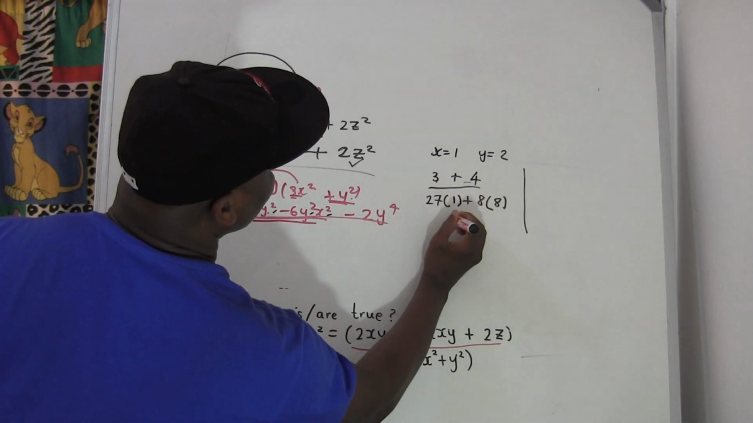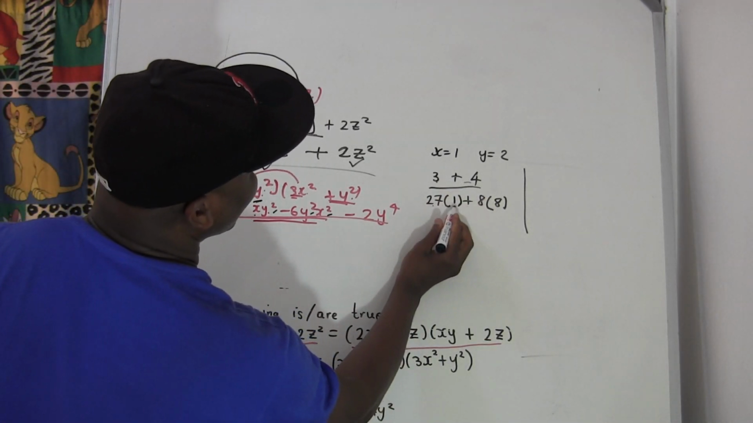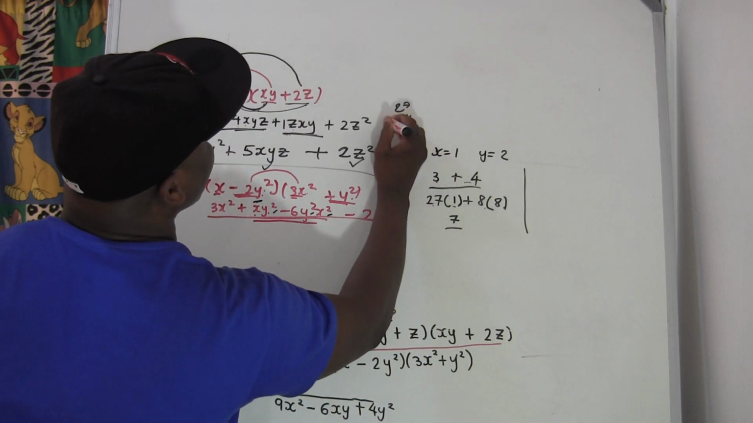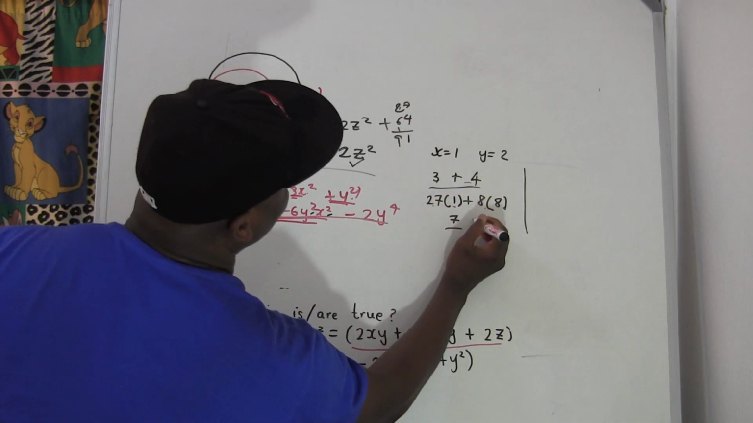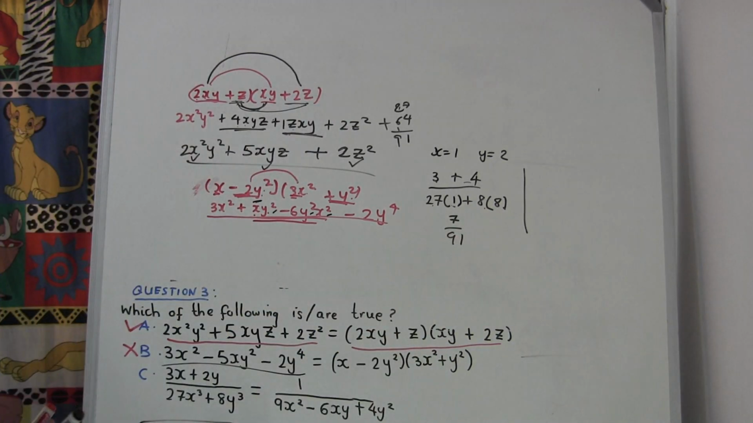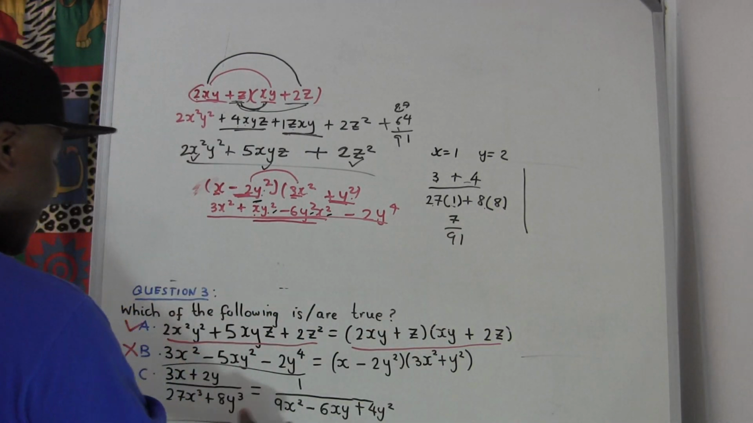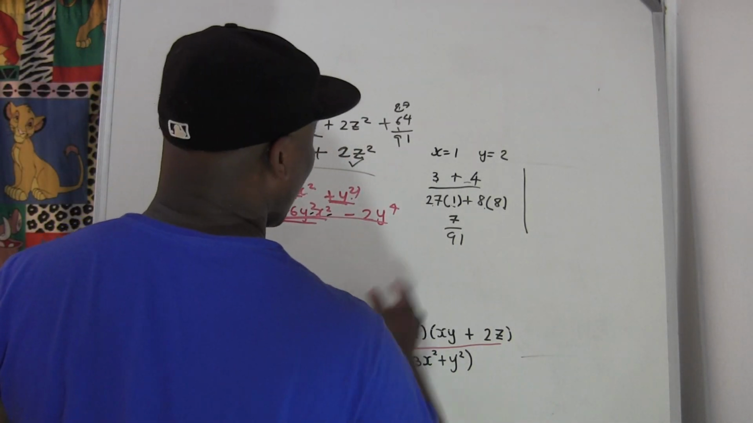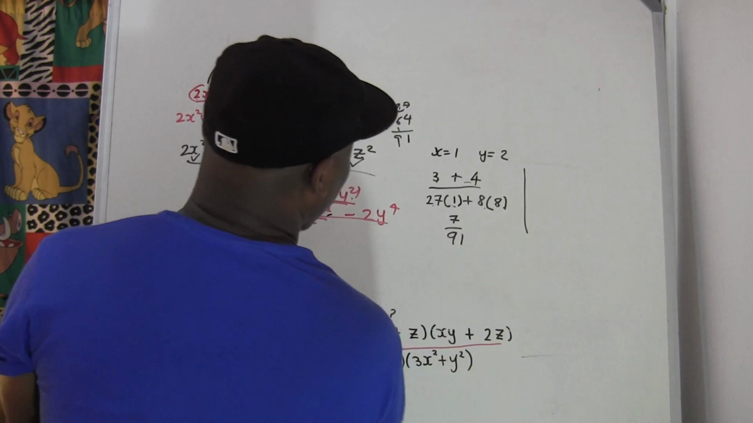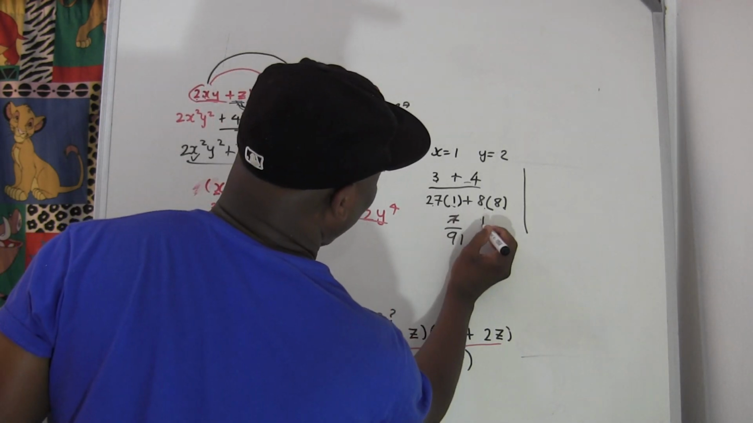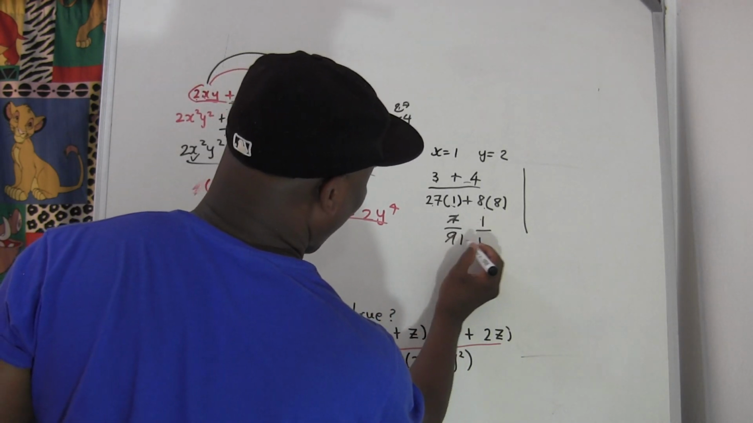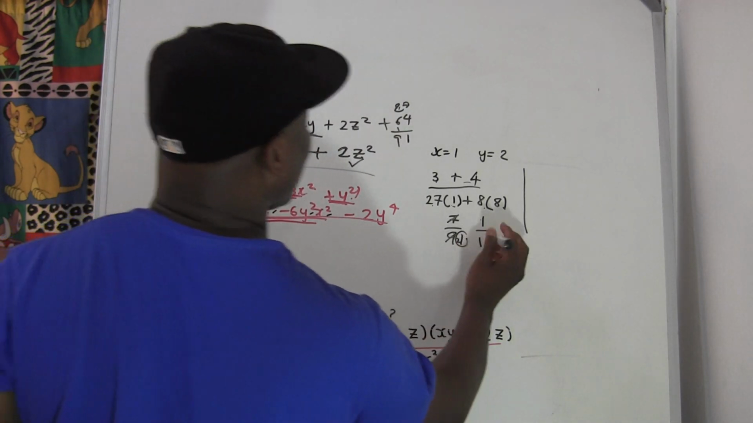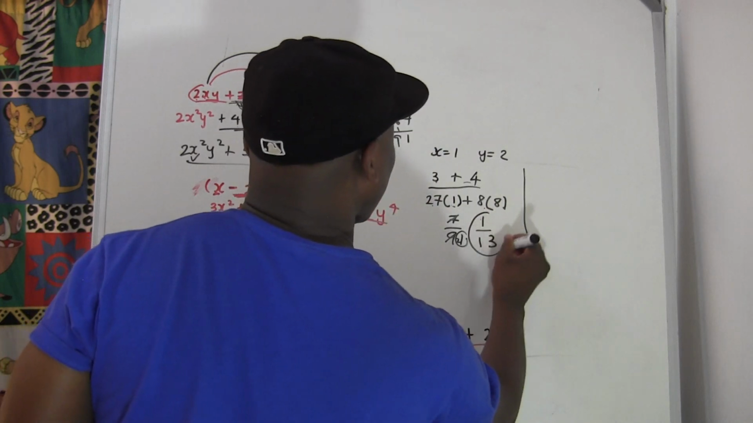Now this is going to give us 7 over 27 plus 64, because 8 times 8 is 64. So 27 plus 64 is going to give us 91. So 7 over 91. Now we go for the right hand side. But I think this one you can also simplify. You can say 7 over 91. If you divide by 7 itself, you get 1. If you divide 91 by 7, you get 13. So it is 1 over 13.